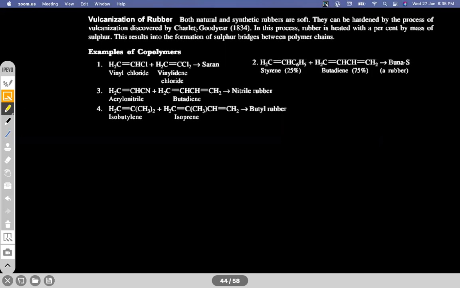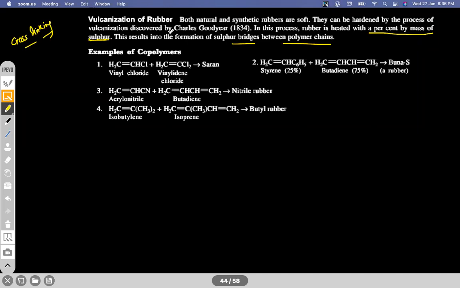Vulcanization of rubber means when we have natural or synthetic rubbers that are soft, when you heat this in presence of sulfur, almost around 5% of sulfur will take. This results into the formation of sulfur bridge between the polymer chains. So there will be a cross linking of sulfur. Because of that, it becomes a bit tough or stiff. That we call it as vulcanization of rubber.